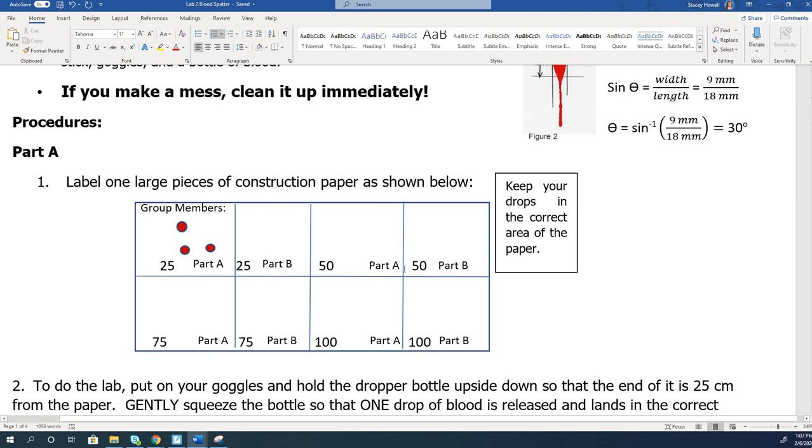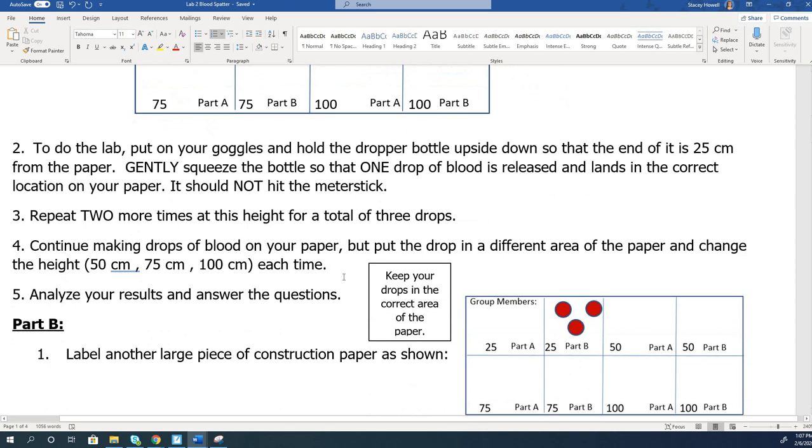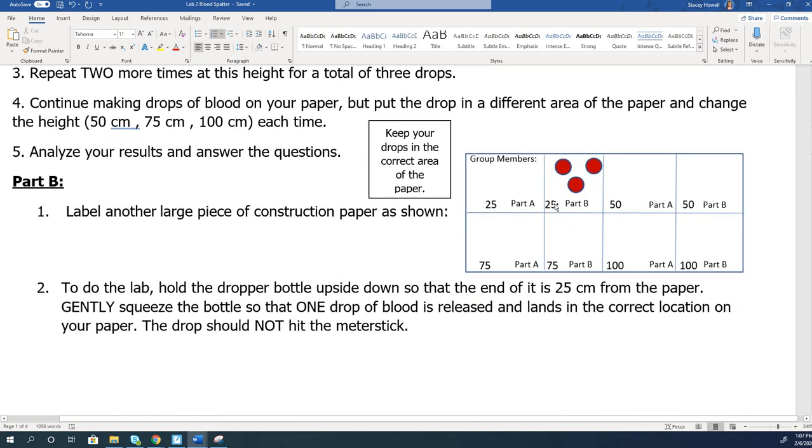Then 100. Please make sure for part A, you use one type of blood. If both of you brought blood, pick one of them and use it for part A. You can use the other one for part B. So you don't want to switch blood in the middle of one part.